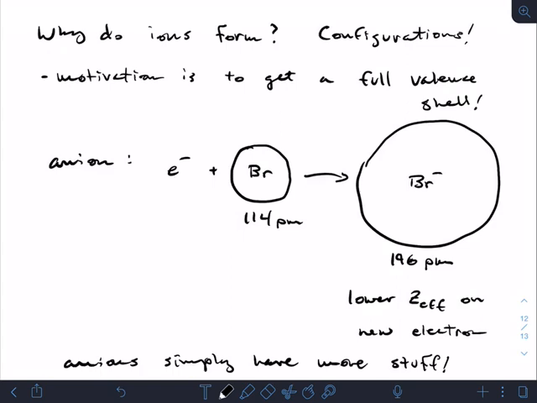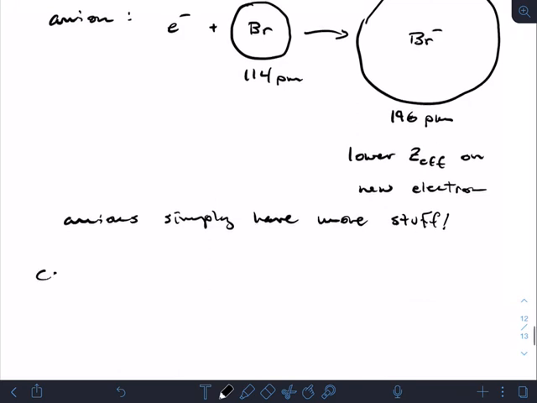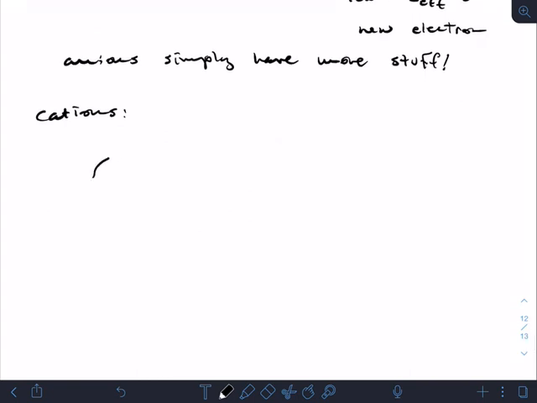It's kind of like blowing air into a balloon. If you imagine the air inside of a balloon as the number of electrons that are already there, if you put more air into that balloon, it's going to get larger. So anions get bigger. Cations, on the other hand, it's a lot like letting air out of a balloon.